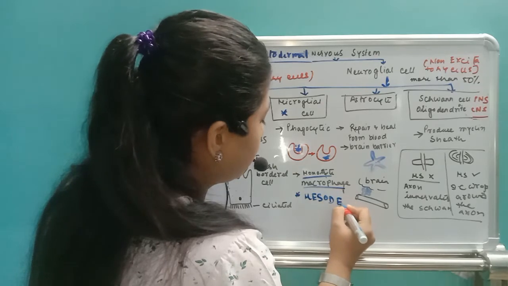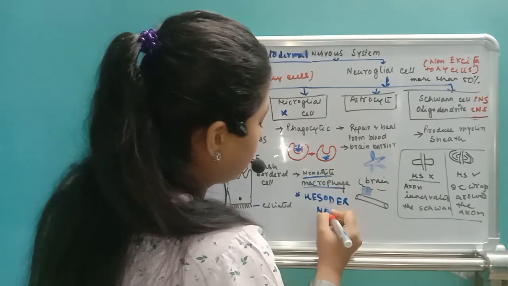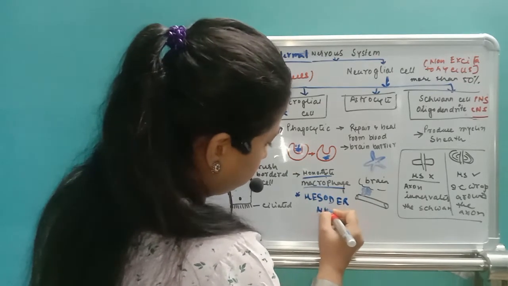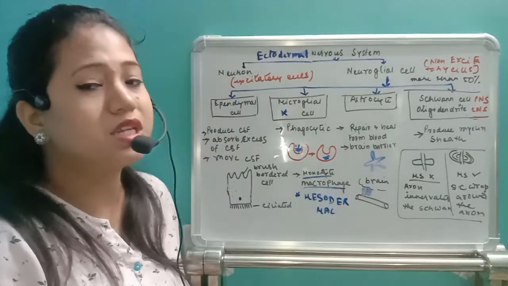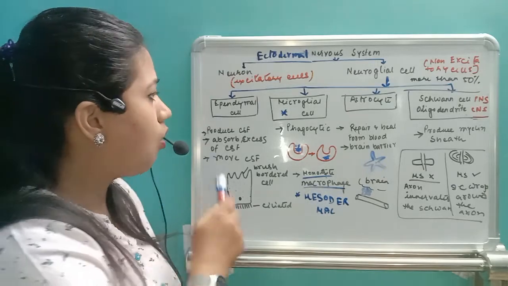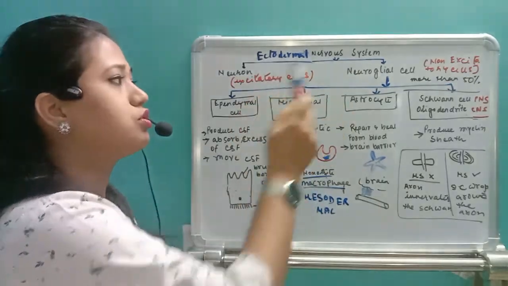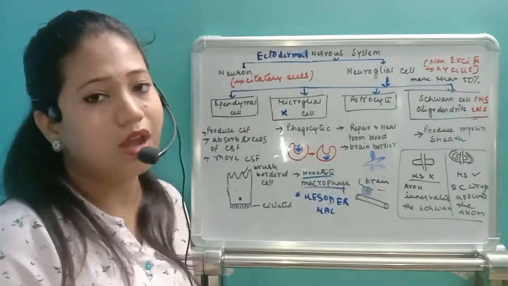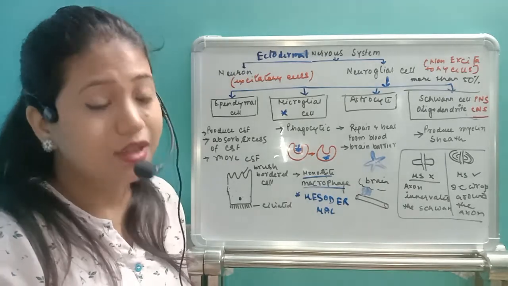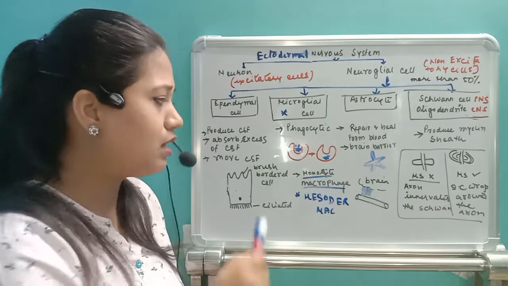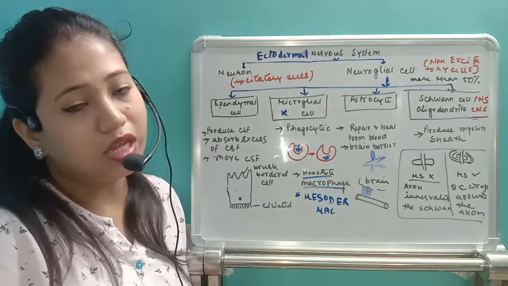This is the only exception in the origin. All of the cells, the neurons and neuroglial cells, are ectodermal in origin except the microglial cells. The microglial cells are actually mesodermal in origin.